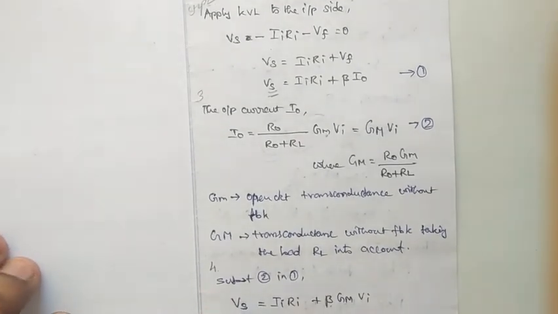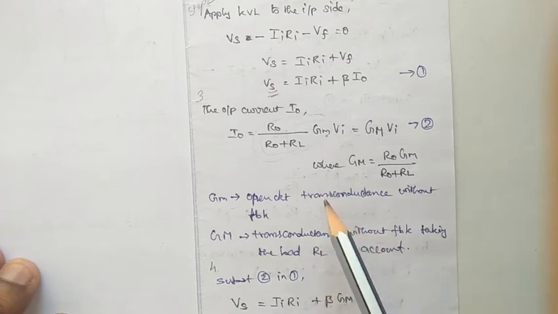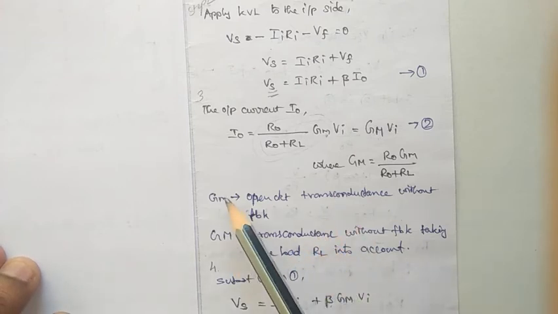So what are these parameters? I have to explain. Gm is nothing but the open circuit transconductance without feedback. The G capital M is also the transconductance without feedback, taking the load RL into account. Here we don't take RL into account because it is a physical resistor. When we take it into account, G small m becomes G capital M.